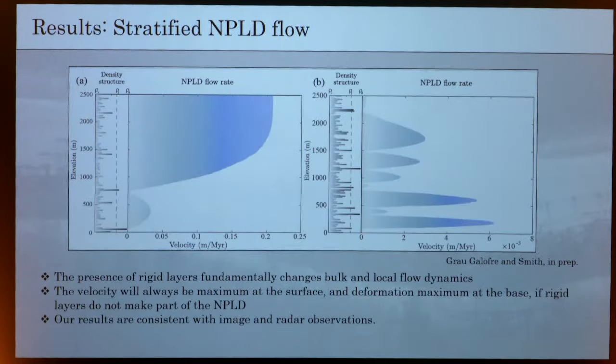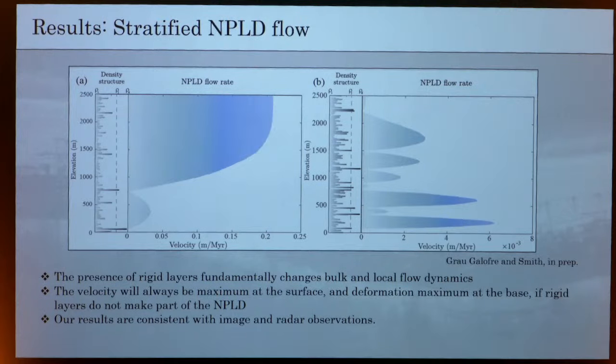So these are the results, and what I want to show here is just notice how different the velocity is at the bottom, the x-axis, how much does it change if you actually do consider the presence of these rigid layers in the NPLD? And look at the order of magnitude. We're looking at centimeters per million years. Centimeters per million years means that in the 10 million year long lifetime of the NPLD, we've moved by a few centimeters, which essentially means that we're not going to see it, which actually is consistent with observations because we don't see it.